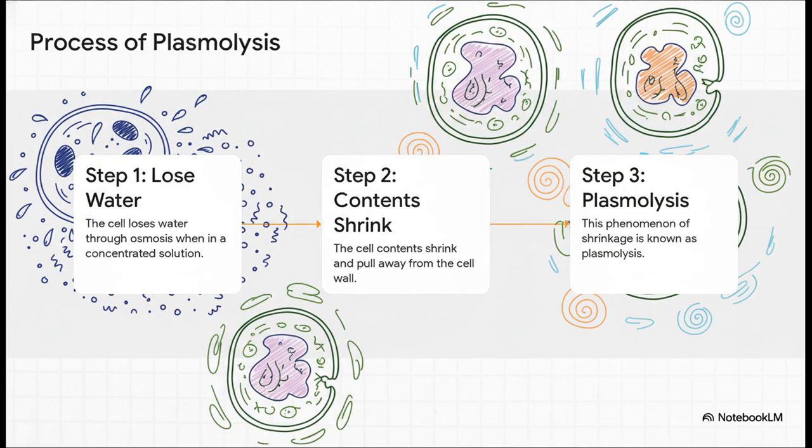Something quite dramatic happens. Through a process you may have heard of, called osmosis, water will actually move out of the cell. As the cell loses water, all its contents, everything inside the cell wall, will start to shrink and pull away from that strong outer wall. This entire process is what we call plasmolysis.